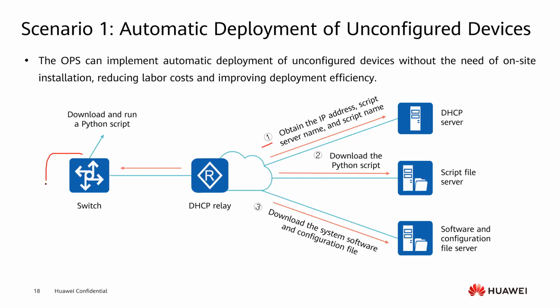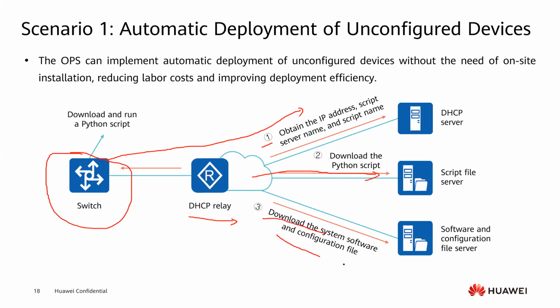This is the device that needs to be configured, and here is a DHCP relay agent. First, the device will obtain the IP address, script server name, and script name. Then it will download the Python script, and then it will download the system software and the configuration file.